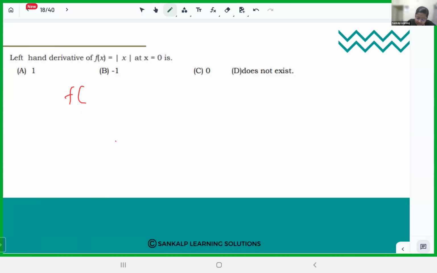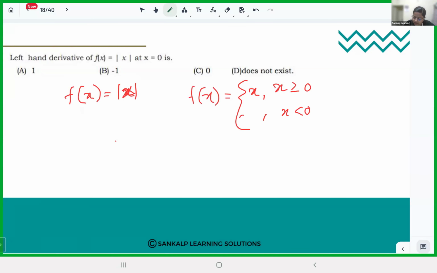First of all, we can redefine the function. This is f of x equal to mod x. So what do you mean by modulus function? The value of a modulus function is x if x is greater than or equal to 0, and if x is less than 0, it is minus x. If x is less than 0, you have to take minus x, then only it will become a positive number. So this is how you define a modulus function.